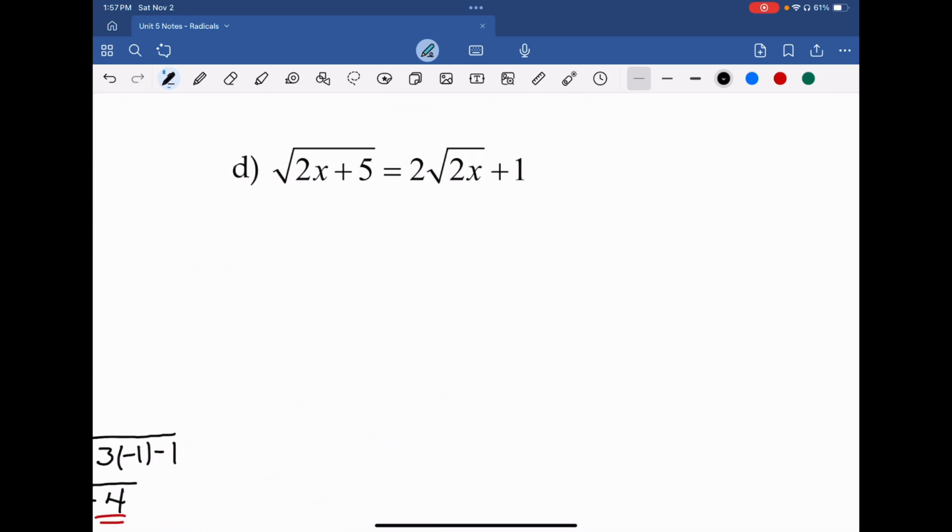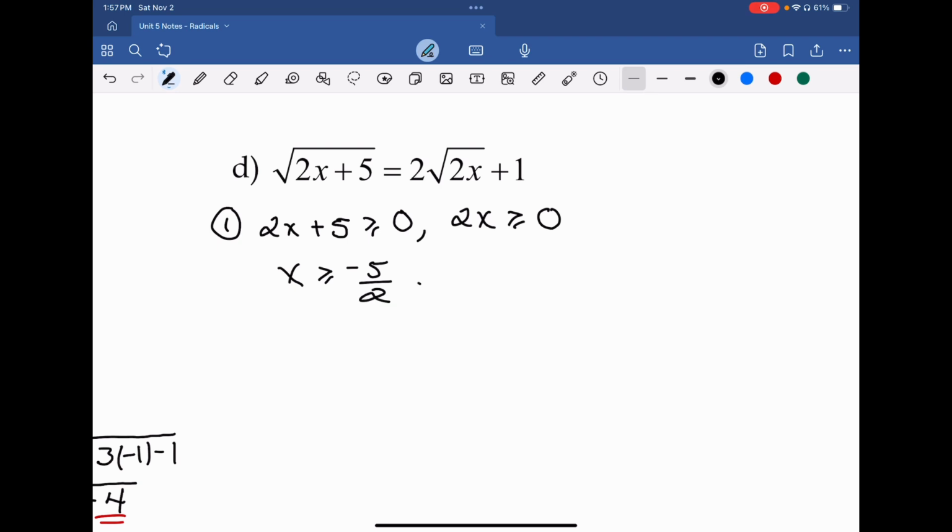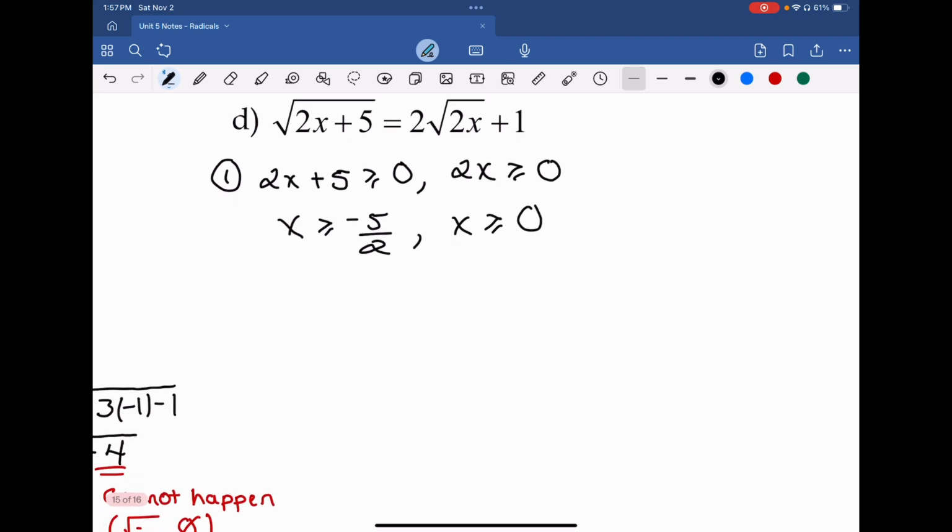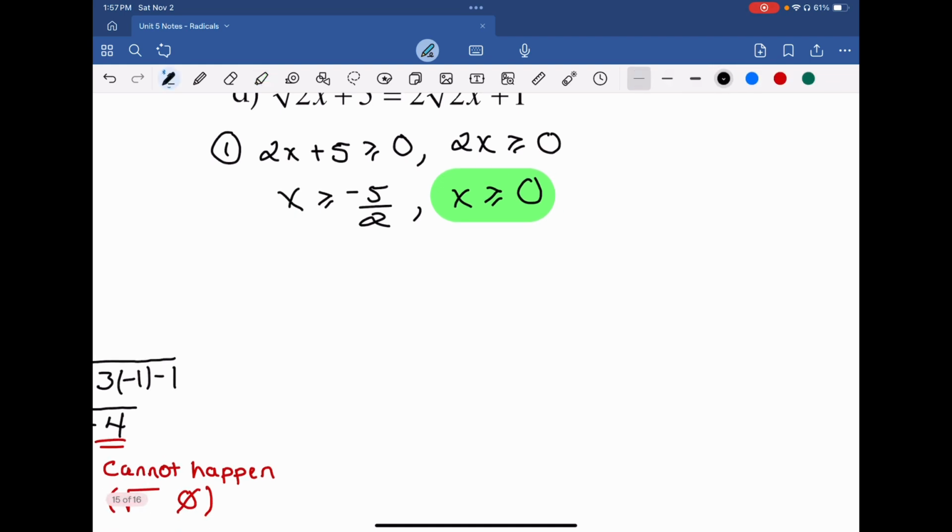So in example D, again, we start with our two restrictions. So part number 1, I'm going to write 2x plus 5 must be greater than or equal to 0. We write 2x must be greater than or equal to 0. For our first restriction, we're going to get x is greater than or equal to negative 5 over 2. For the second restriction, we get x is greater than or equal to 0. Which one accounts for both of these? Even without a number line, what we would find is that the one that accounts for both of these is where x is greater than 0, because that's when they begin to overlap. Now, if that's the case, let's begin to solve.